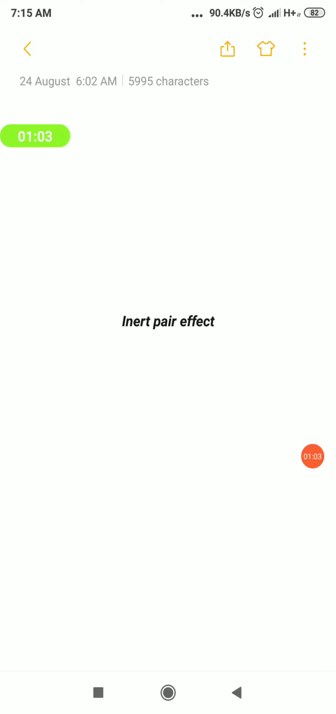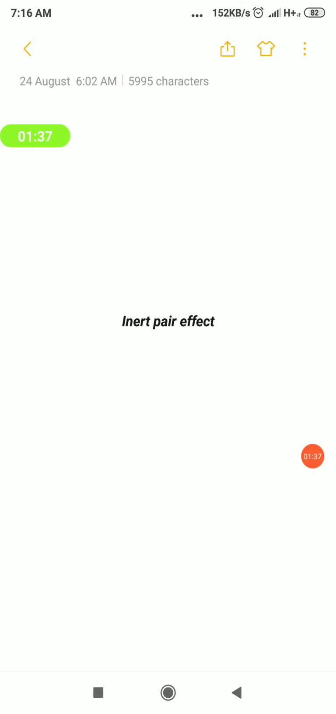So an outline of this concept is: out of the electrons present in the valence shell of P block elements, two electrons will be reluctant, will be unreactive, will be inert. Understood? Out of the total electrons, the two electrons in the s orbital will be unreactive. Unreactive means they won't involve themselves in bonding. So that effect is called the inert pair effect.